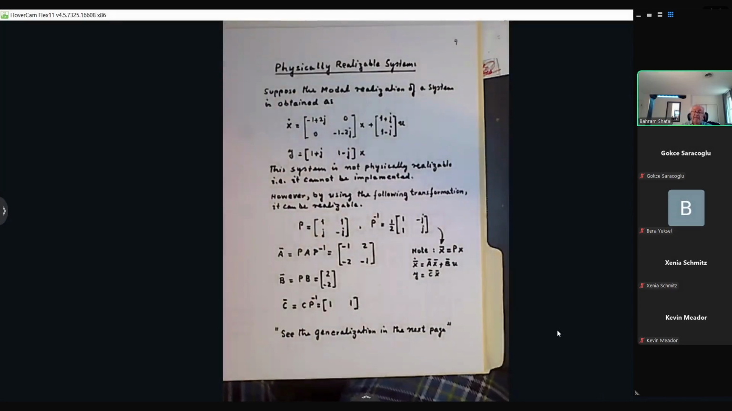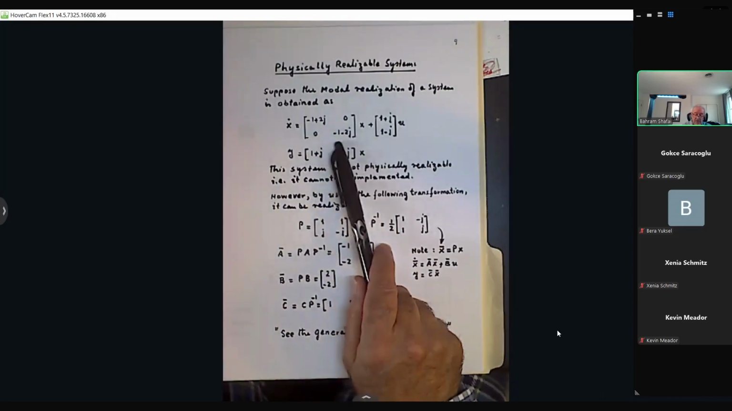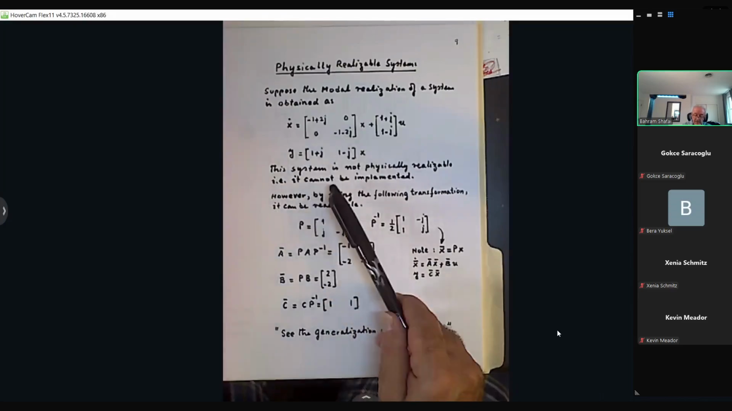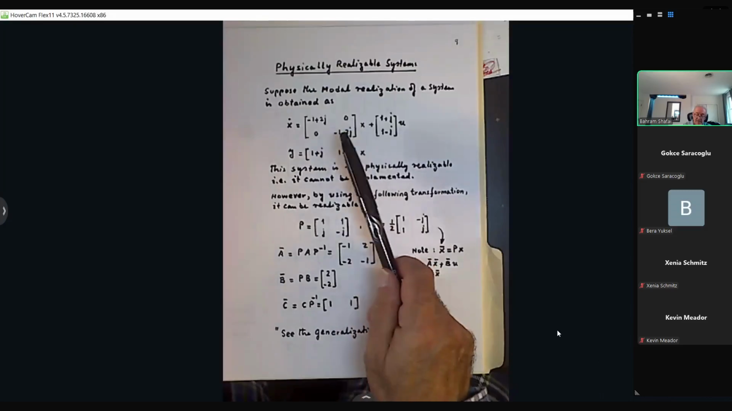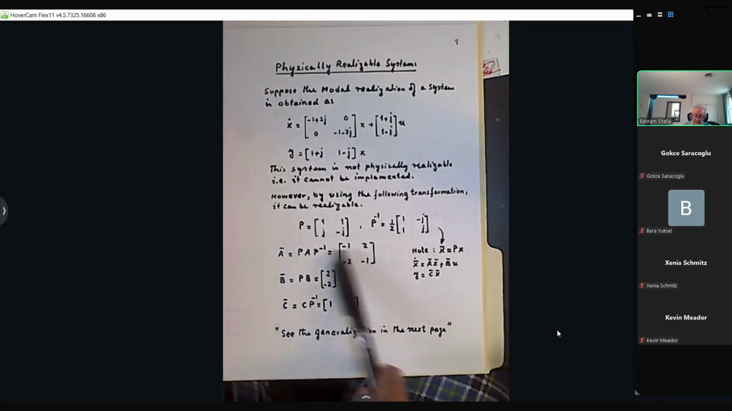Sometimes it happens that when the eigenvalues are complex conjugate, like this example here, there is a transformation, because this is not going to be a physically realizable system. You cannot build analog circuitry to implement this equation with the complex. Therefore, there is a transformation which is called equivalent transformation that transforms this system to a form that is physically realizable. So that transformation matrix is P equal that and P inverse like this. So if you apply the PAP inverse, you can get that.